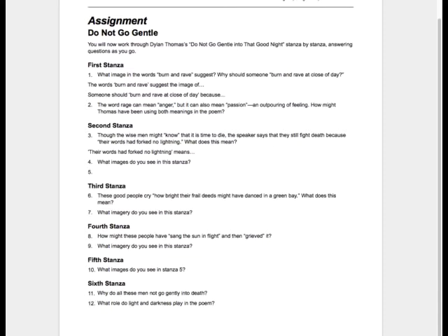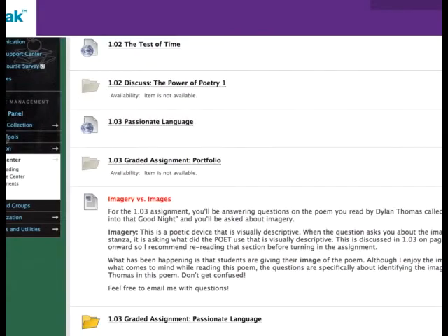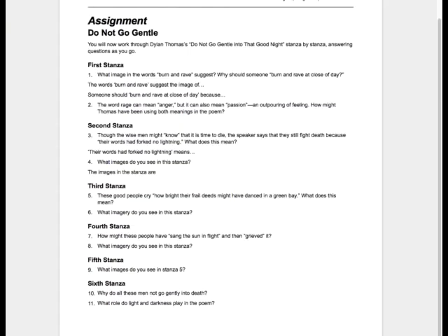And then the next one is asking what images in the stanza. The images in the stanza are. Now I'm not asking here what images do you see? I'm asking what images does the poet use? So images meaning imagery. So there's dark here and lightning. So we see dark and lightning. So then you would just say, the images in the stanza are darkness and lightning, and light in the lightning. That's what that's asking for there.